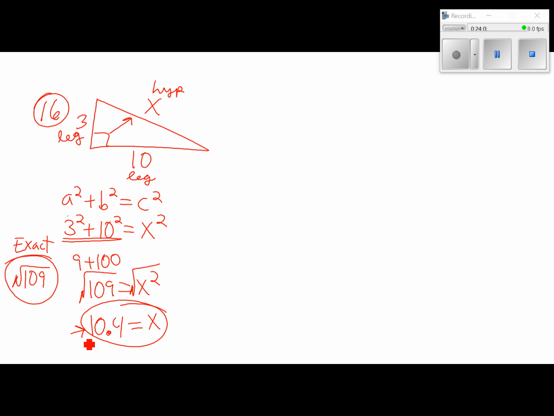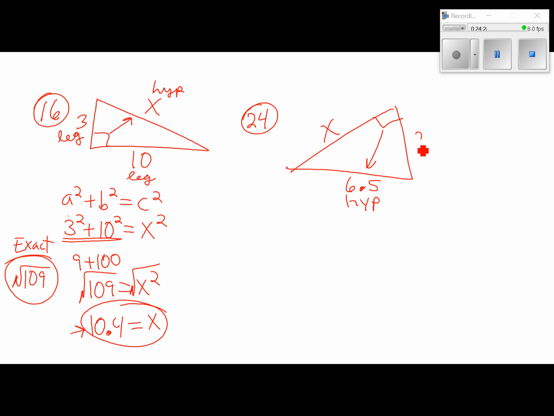Next one, if I look at number 20, let's do 24. They tell us that's a right angle, so right away I know that that side over there is my hypotenuse. This is x, this is 6.5, that's the hypotenuse. And this side over here is 2.7. Got to make sure that you set these up right. Again, most of you are used to every single problem being like this, where the hypotenuse is the variable. That's not the case this time.